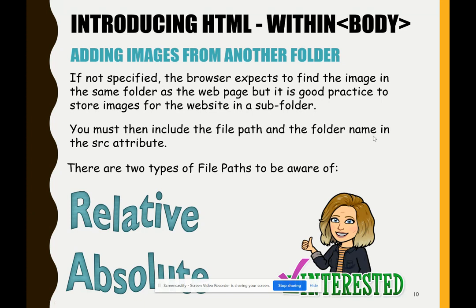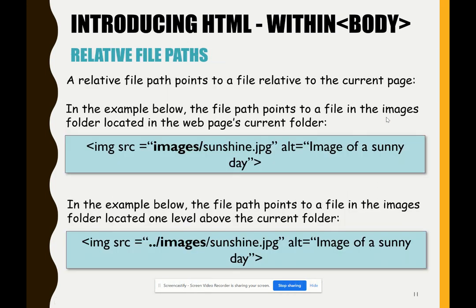Now, there are two types of file paths to be aware of. We've got a relative file path and you've got your absolute file path. Relative file paths point to a file that's relative to the page that you're on. So you have to think about how would I get from my web page that I'm currently working on to the image that I'm after?